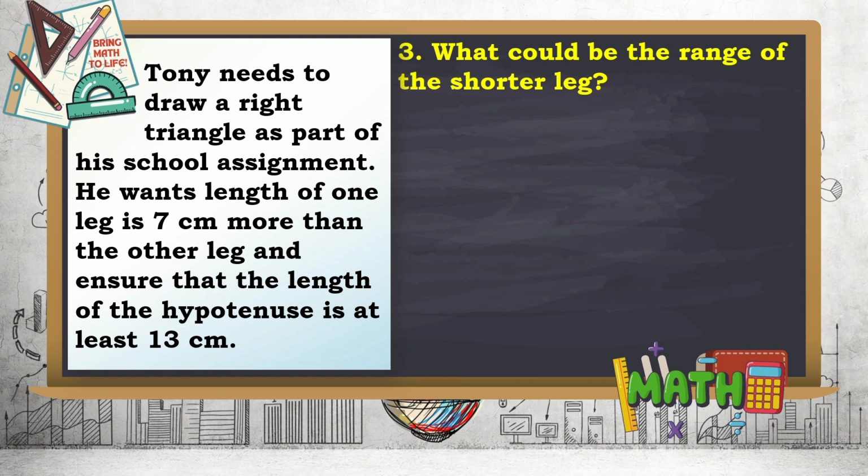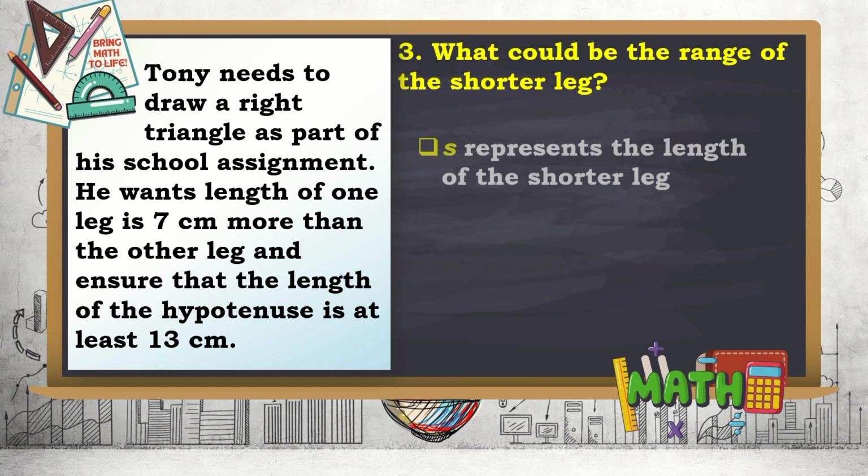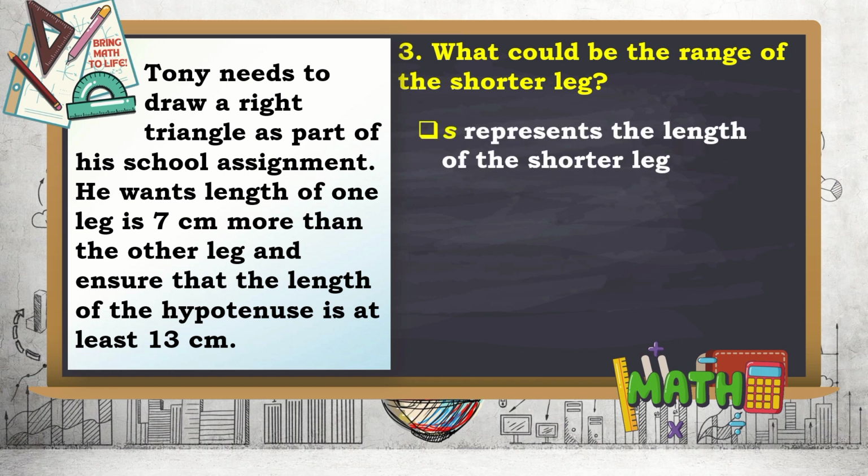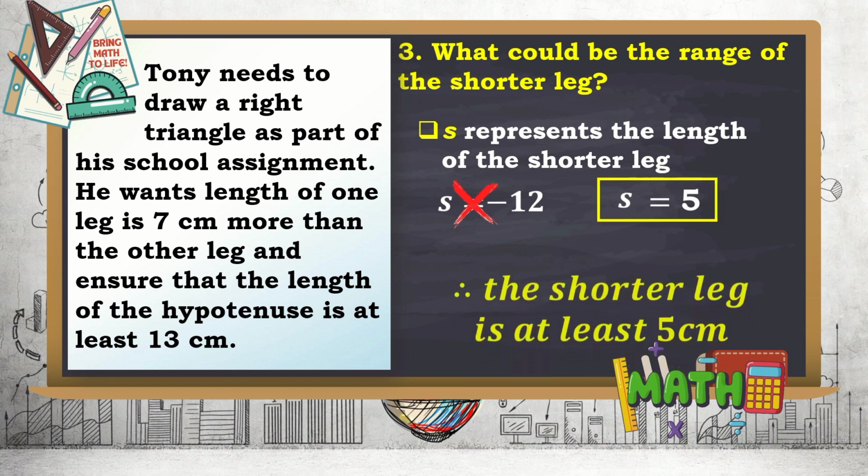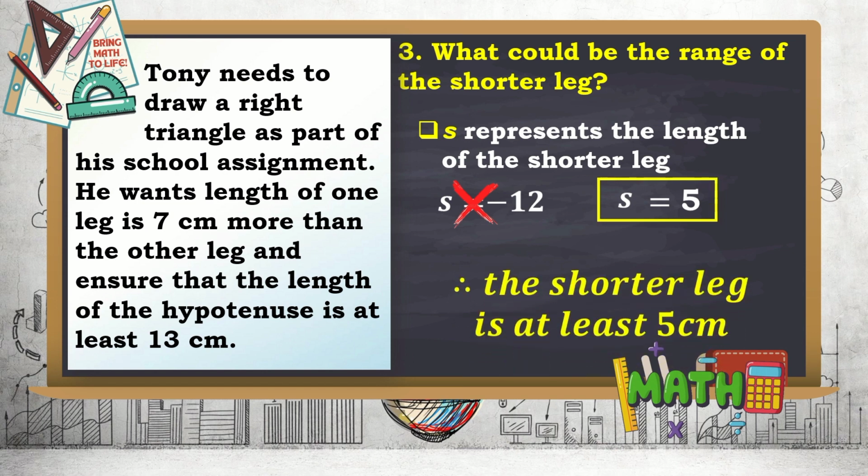Number 3, what could be the range of the shorter leg? We represent that S is the length of the shorter leg. The computed values of S are two, so disregard the negative and take the positive. So the shorter leg is at least 5 centimeters.